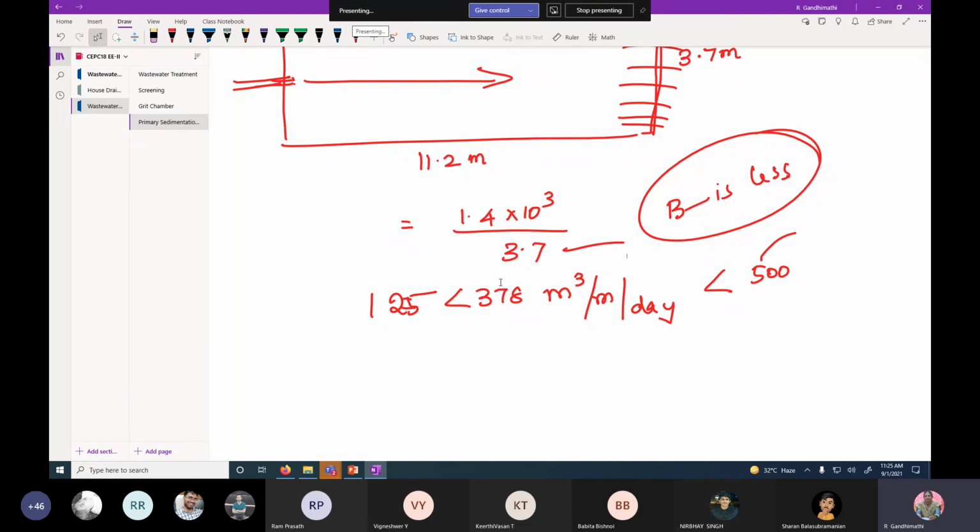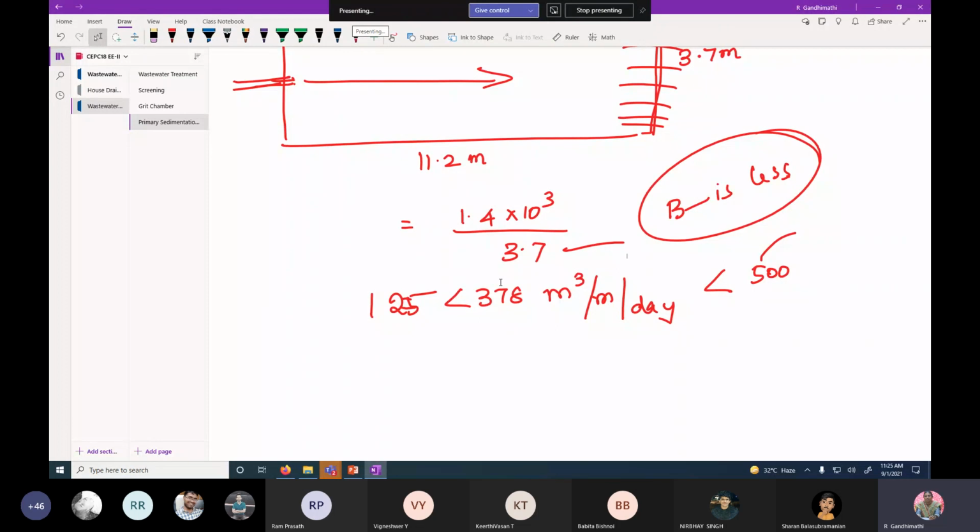Minimum depth is 3 meter. No, I told no that depth is not an important factor here. The reason is that the design is mainly based on surface area, so overflow rate. Okay, therefore that's why the depth is not an important factor, but we should provide some minimum depth for the process to take place. Okay.